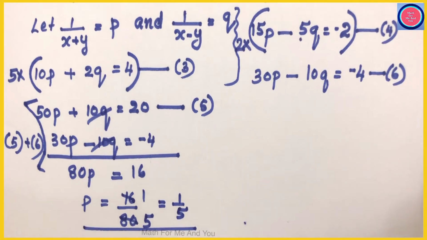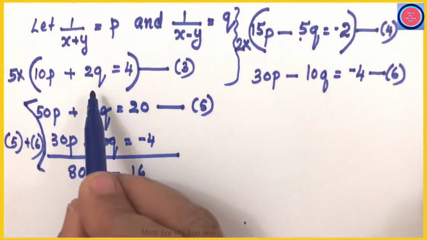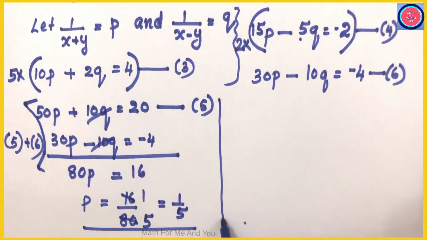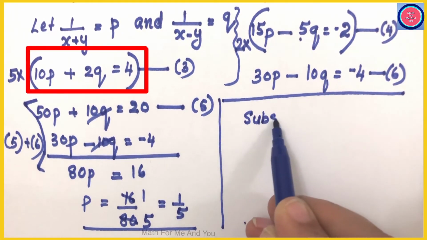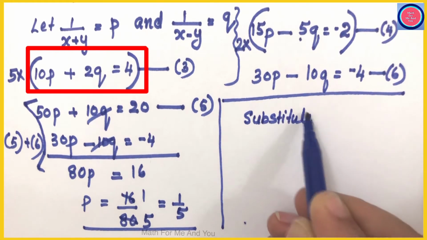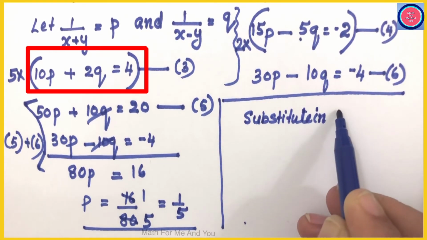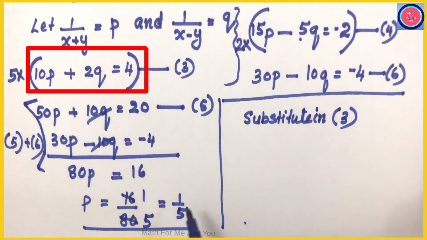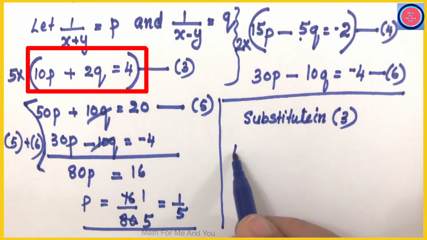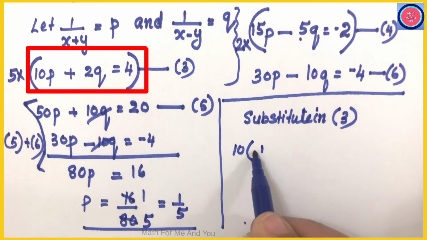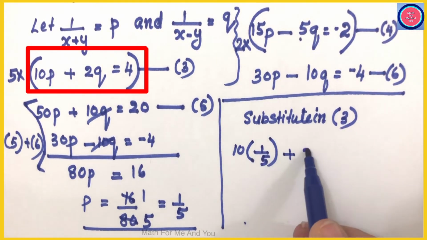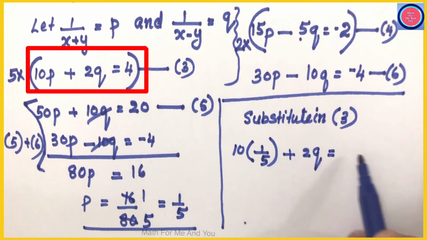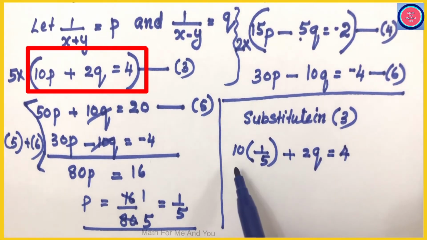And using the value of p, we can find what q is. Substitute this value in any of the equations, equation number 3 or 4 or 5. I'm going to substitute in equation number 3. What is equation number 3? 10p plus 2q equals 4. So we substitute p equals 1 over 5 in equation number 3. 10p becomes 10 times 1 over 5. See, this is a fraction, that's why I'm using a bracket. Plus 2q, write as it is, equals 4, that we also write the same.